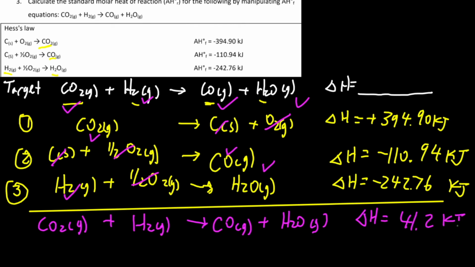So other words of advice, how do we know what to manipulate? Well, you try to match the target equation and its compounds. One way is you're pretty much using trial and error if you don't see it right away. Remember that you can flip the equations as needed, but make sure you change the delta H value if you do. And if you multiply the coefficients if needed, make sure you change all the coefficients and also the delta H value.